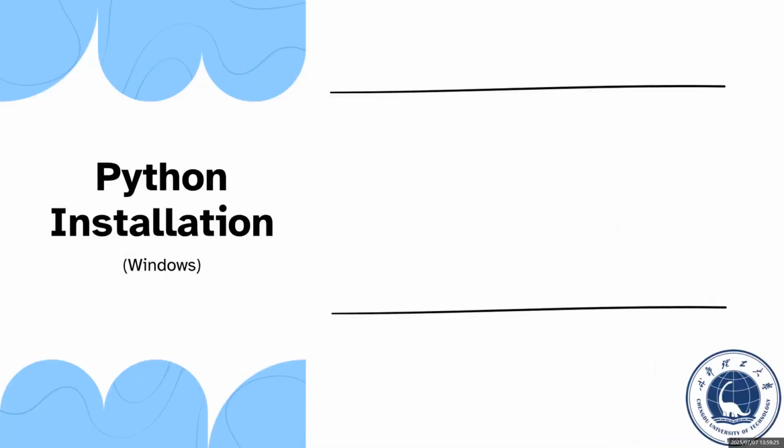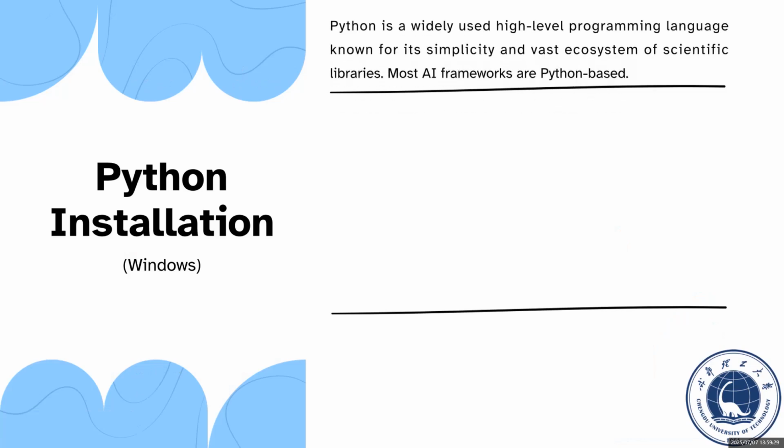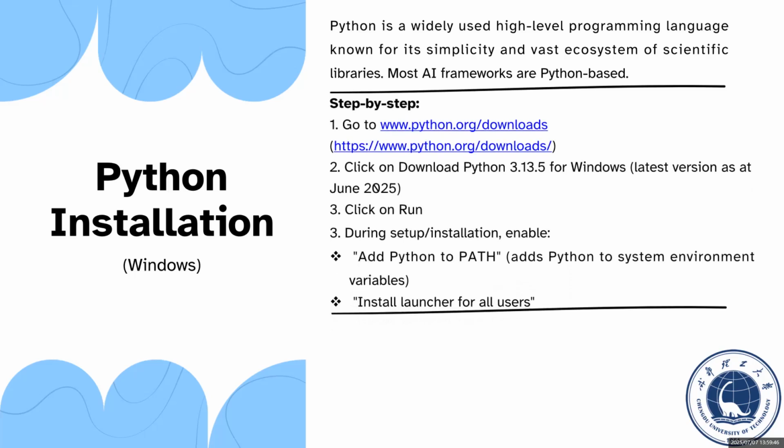Now, let's look at Python installation, considering Windows. One thing you should know is that Python is a high-level programming language, popularly known for its simplicity and for scientific libraries. So most of our AI frameworks are Python based. Now, what are the step-by-step instructions to carry out this installation?